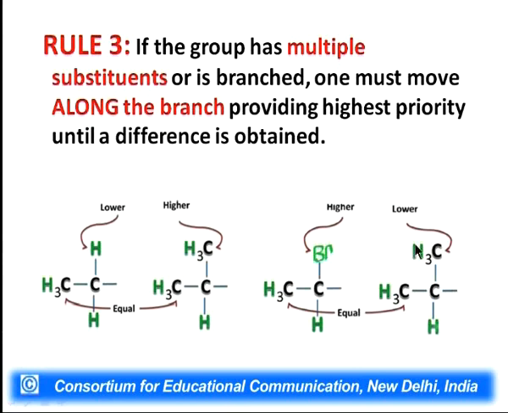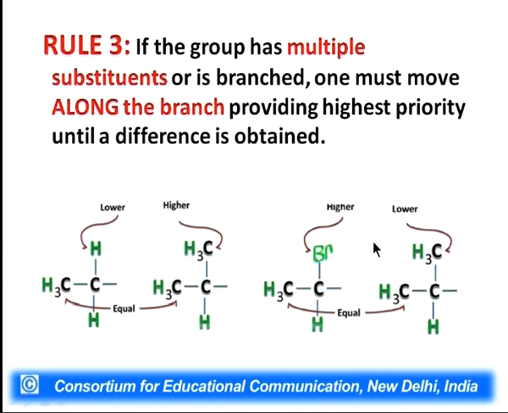But if I compare carbon with bromine, then what we find is the atomic number of bromine is higher than carbon. That means this group, that is the bromoethyl group, will get higher priority as compared to the isopropyl group. So we will give priority number 1 to this and priority number 2 to this.